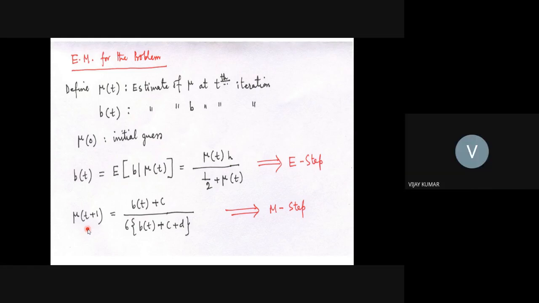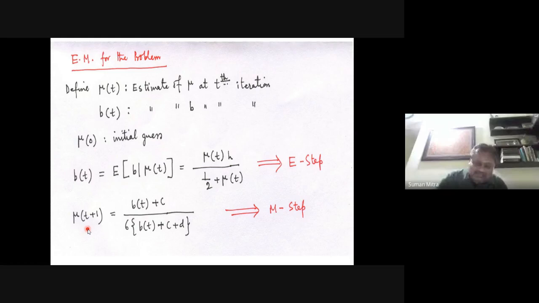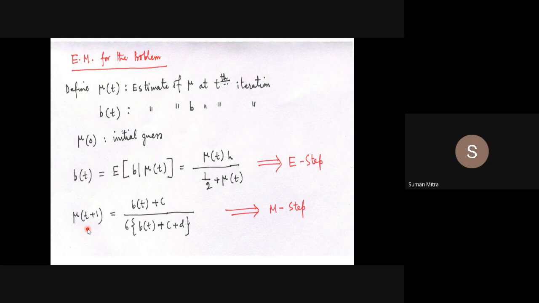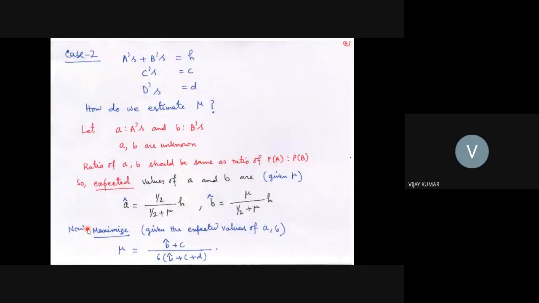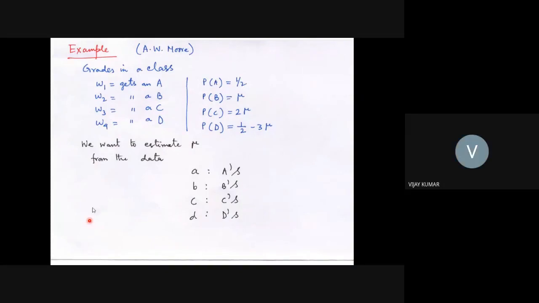Sir, how to guess mu, sir? How to guess mu? Any random value? No guess. There is no straightforward formula. Anything you guess. What is mu, by the way, in this particular example? Mean values. What is mu? It is the probability of B, right? And the probability of C is twice mu.